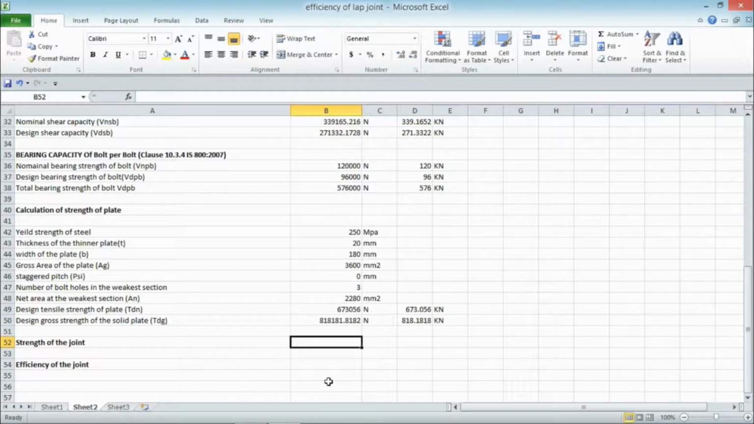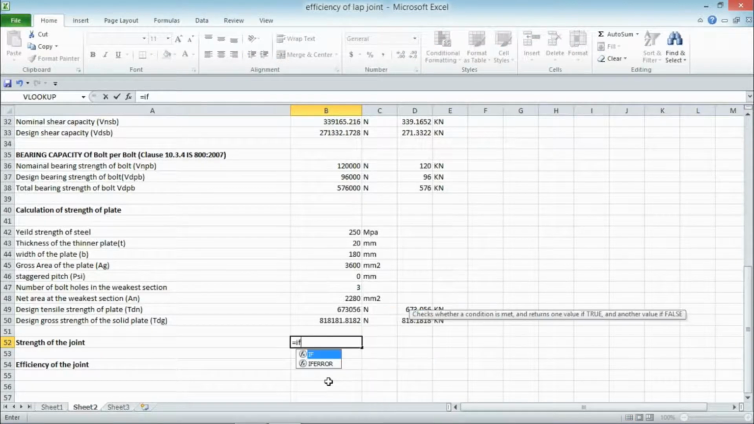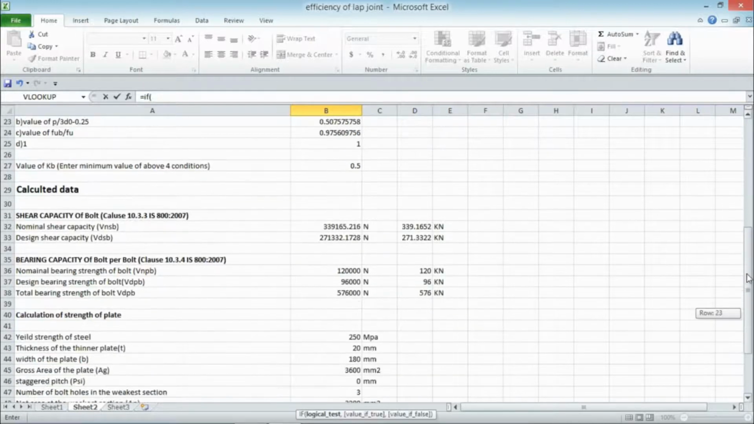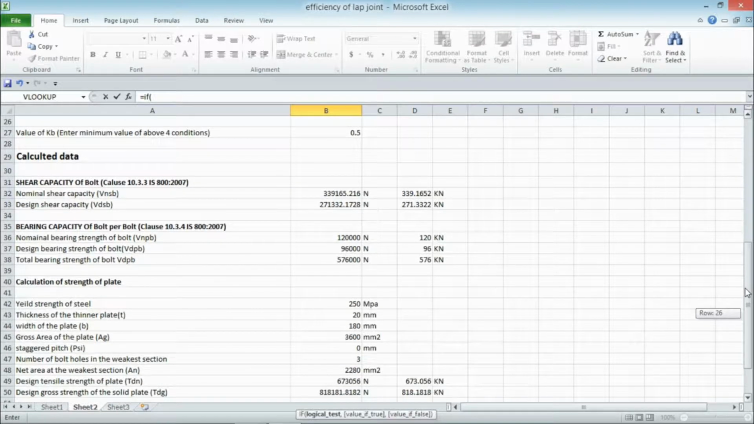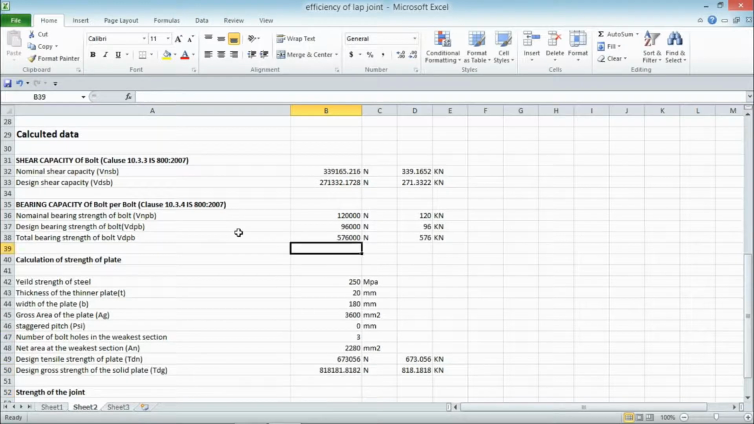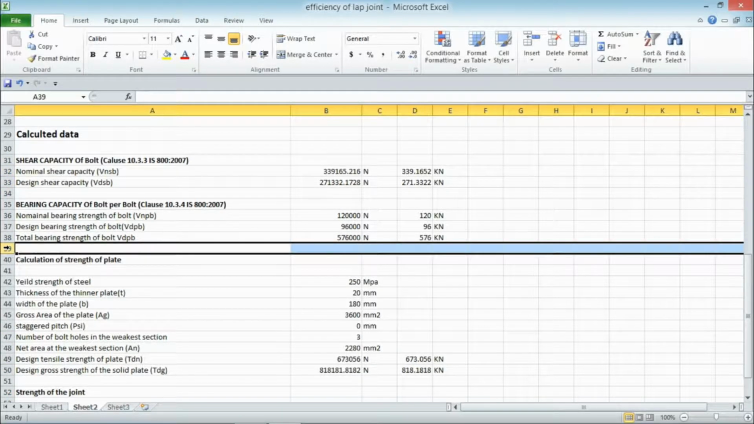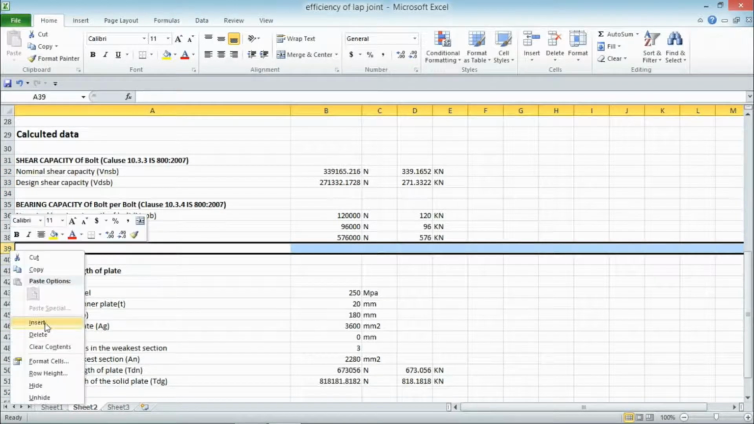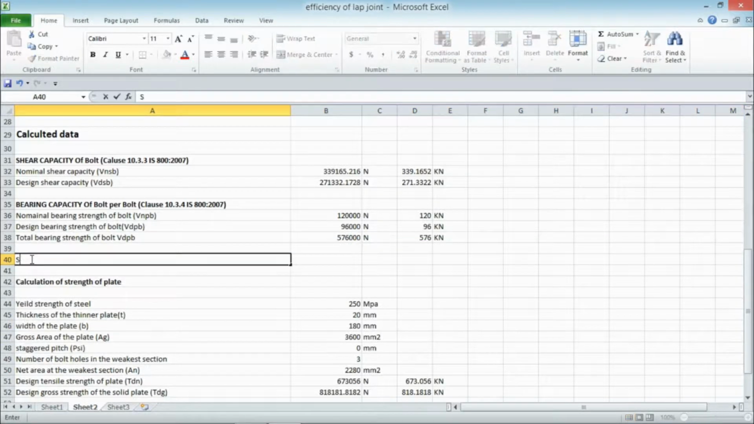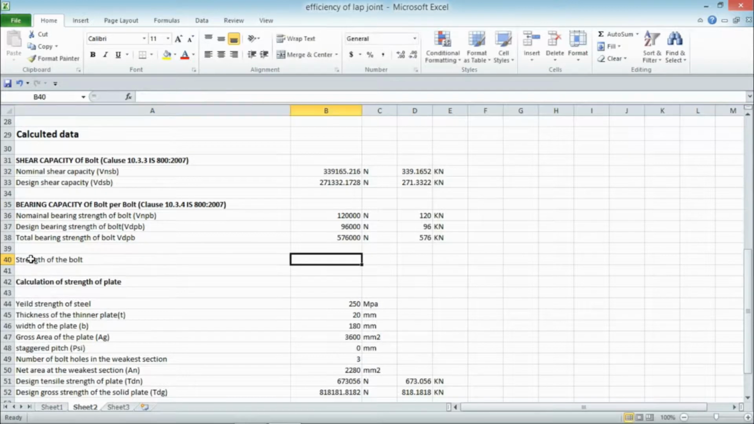Now we'll calculate the strength of the joint. Strength of the joint is taken as the minimum value of the strength of the bolt and the strength of the plate. The strength of the bolt is taken as the minimum of shear capacity and bearing capacity of the bolt. Here we can clearly see that the strength of the bolt is equal to the shear capacity, that is 271.33 kilonewtons. I'm writing an if condition for displaying the minimum value.